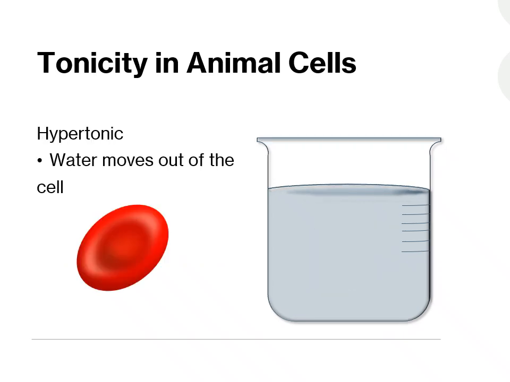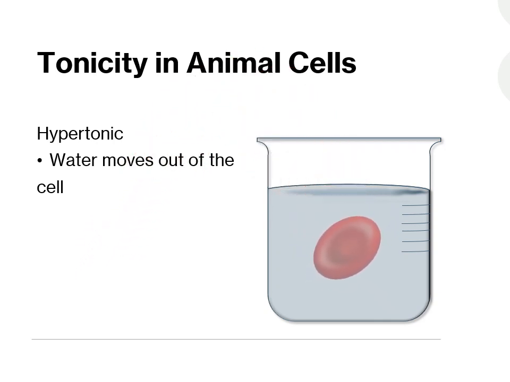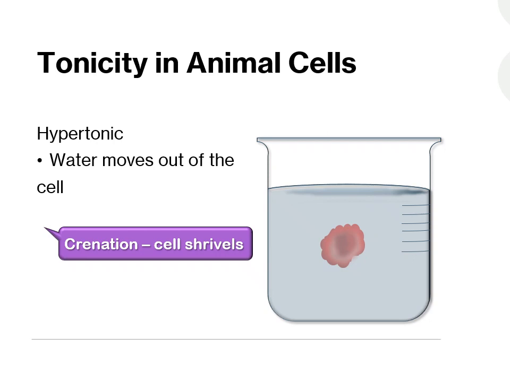What about if we put our cell into a hypertonic solution? Remember, this means that the solute concentration in the solution is higher than that inside the cell. If we put our cell into this beaker, water will move out of the cell towards the solutes, causing the cell to shrivel up in a process called crenation.